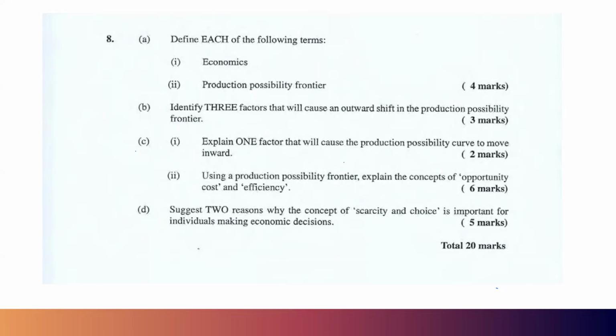Identify three factors that will cause an outward shift in the production possibility curve. Remember, outward means they're producing more or less? More. An increase in technology. Increase in technology. All right. Two more. More resources. One more. Labor efficiency, more skilled laborers. Right. Very good.